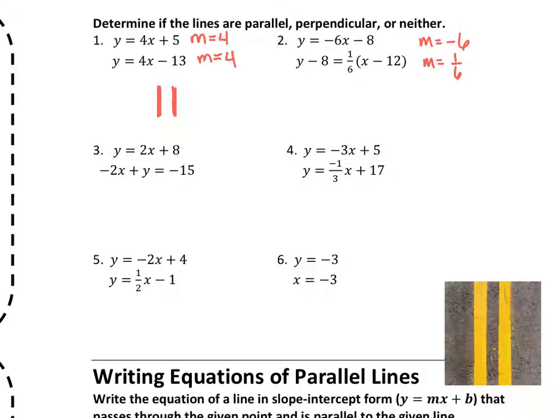Now, how are these two slopes related? Are they the same? No. Are they flip and flip? Yeah, so these are opposite reciprocals. Flip over the fraction, change the sign, and we get there. So these are called perpendicular. You can write the word out for perpendicular, or you can use the mathematical notation for perpendicular.